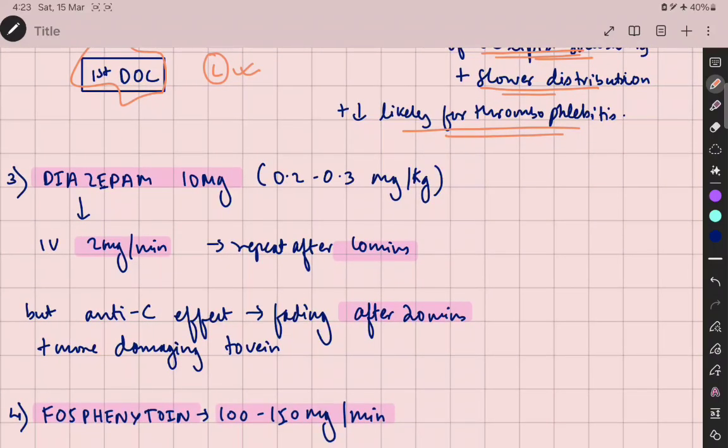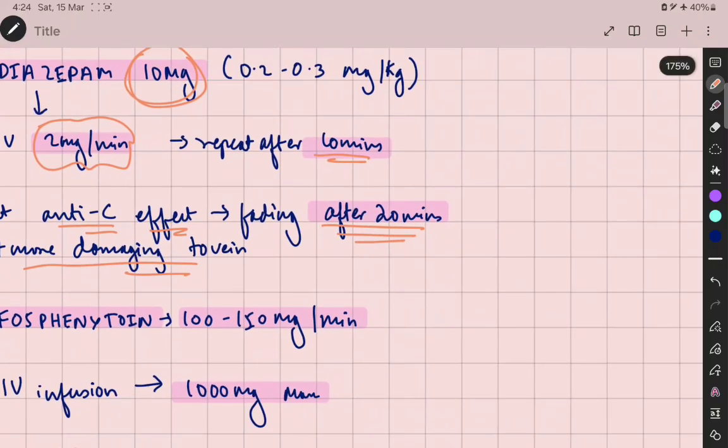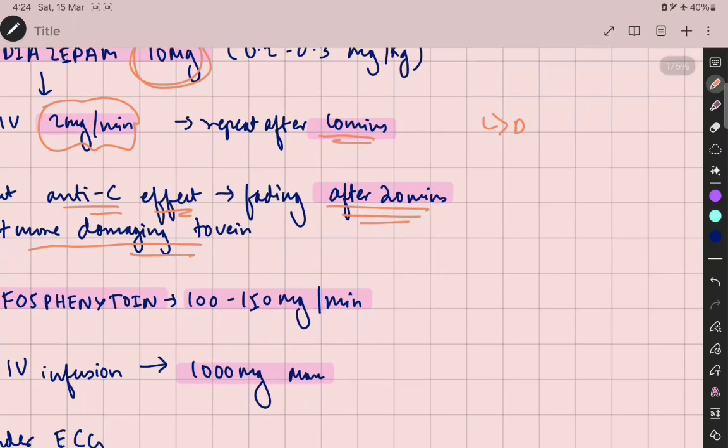Then our next drug is diazepam. We give this at a dose of 10 mg, at 2 mg per minute IV infusion rate, and we give this for 10 minutes. But the anticonvulsant effect of diazepam fades after 20 minutes, and it is more damaging to the veins. Therefore, we prefer lorazepam over diazepam.